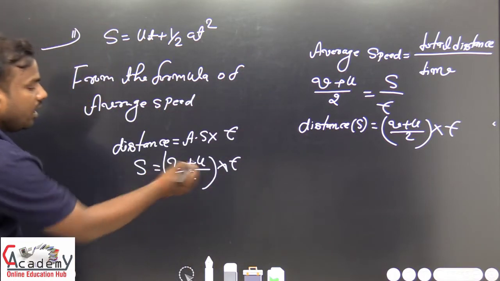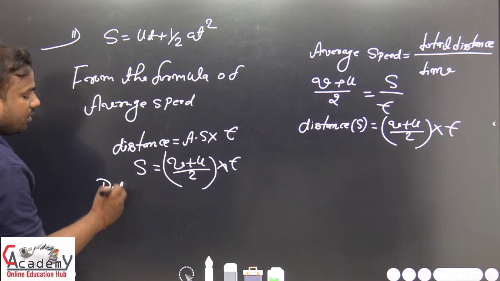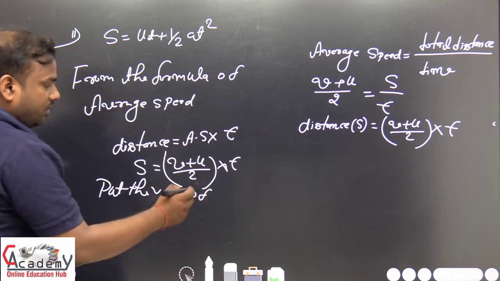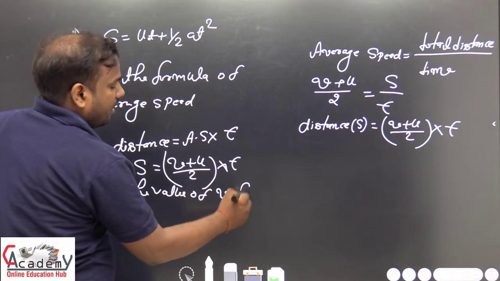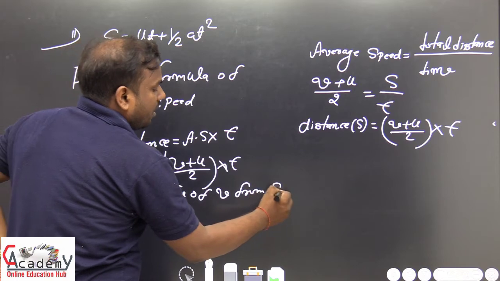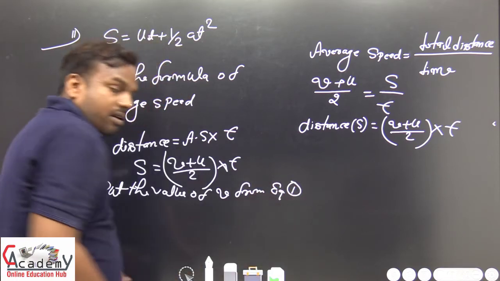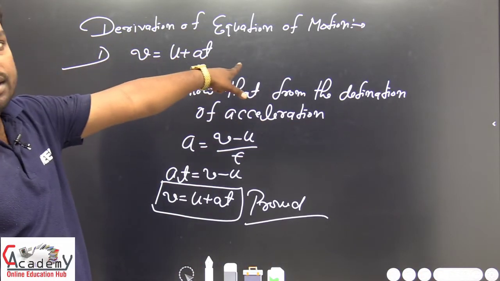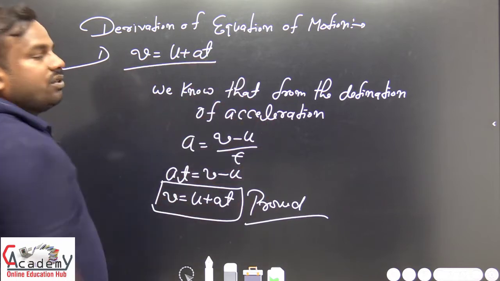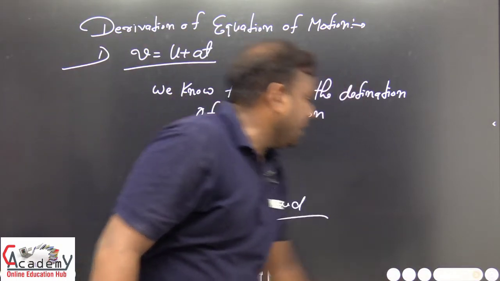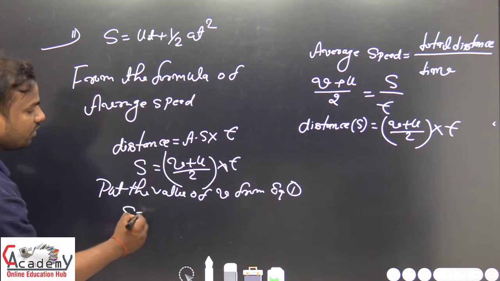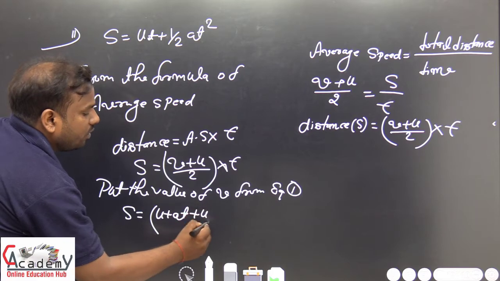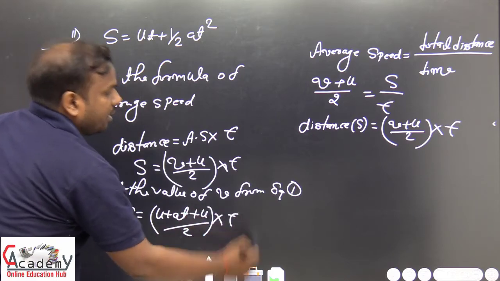Now put the value of v from the first equation. What is the first equation? The first equation is v is equal to u plus at. Then we put here s is equal to (u plus at plus u) divided by 2, multiplied by t.